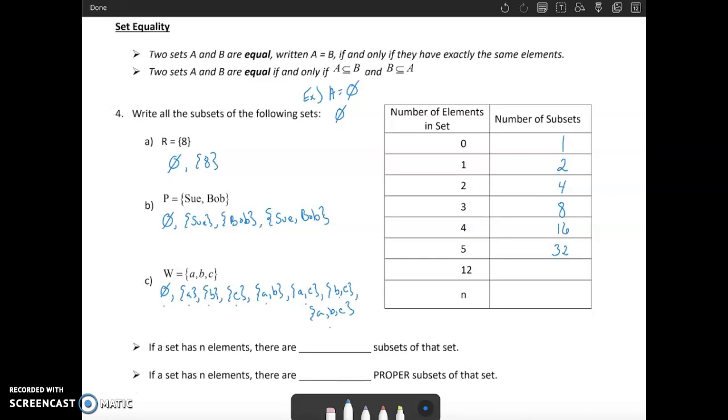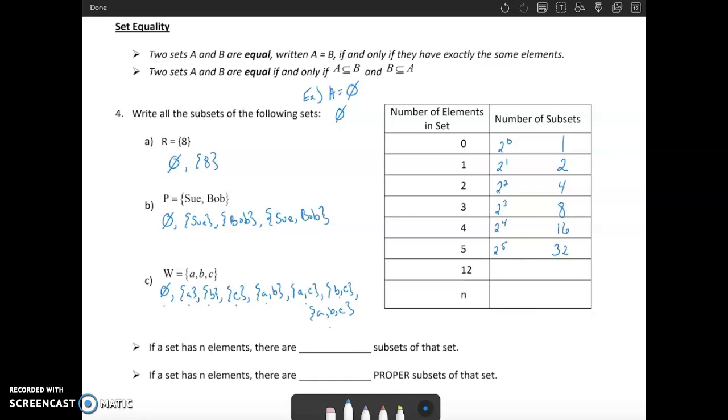What may or may not be completely apparent at this point is that all of these numbers of subsets are powers of 2. 2 to the 0 power is 1. 2 to the first power is 2. 2 to the second power is 4. 2 to the third power is 8. 2 to the fourth power is 16. 2 to the fifth power is 32. So we've established now a formula.